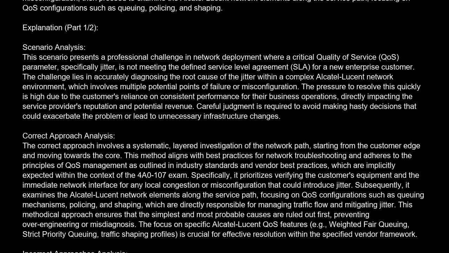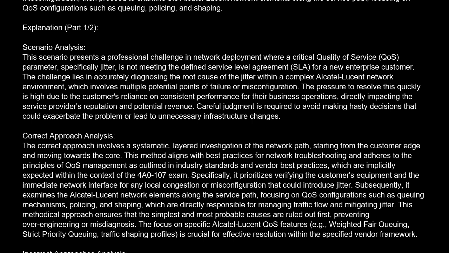Correct approach analysis. The correct approach involves a systematic, layered investigation of the network path, starting from the customer edge and moving towards the core. This method aligns with best practices for network troubleshooting and adheres to the principles of CoS management as outlined in industry standards and vendor best practices, which are implicitly expected within the context of the 4A0-107 exam. Specifically, it prioritizes verifying the customer's equipment and the immediate network interface for any local congestion or misconfiguration that could introduce jitter.